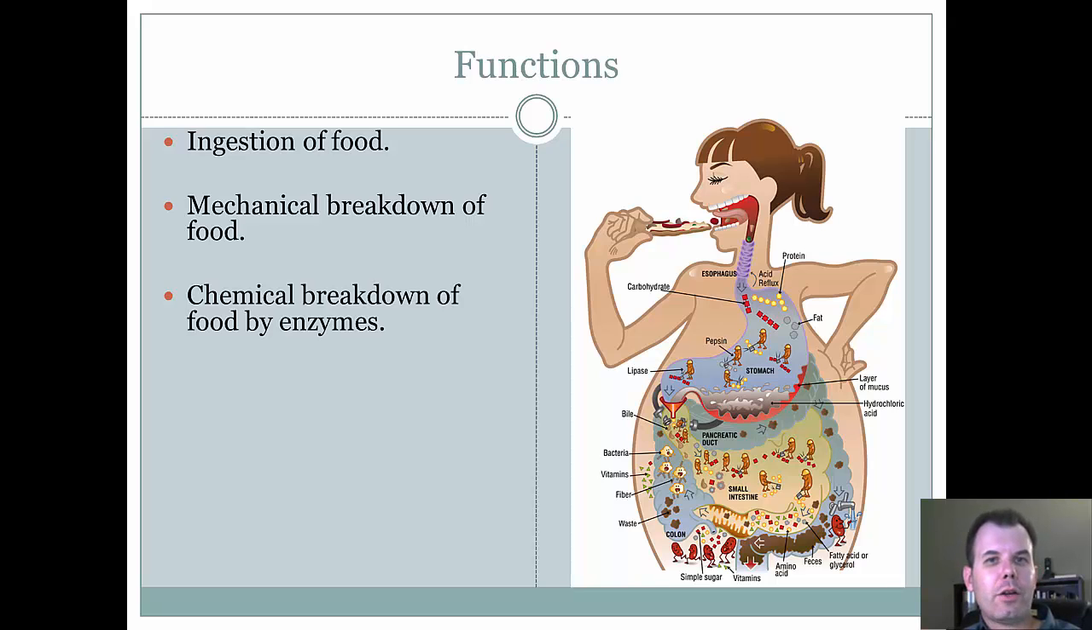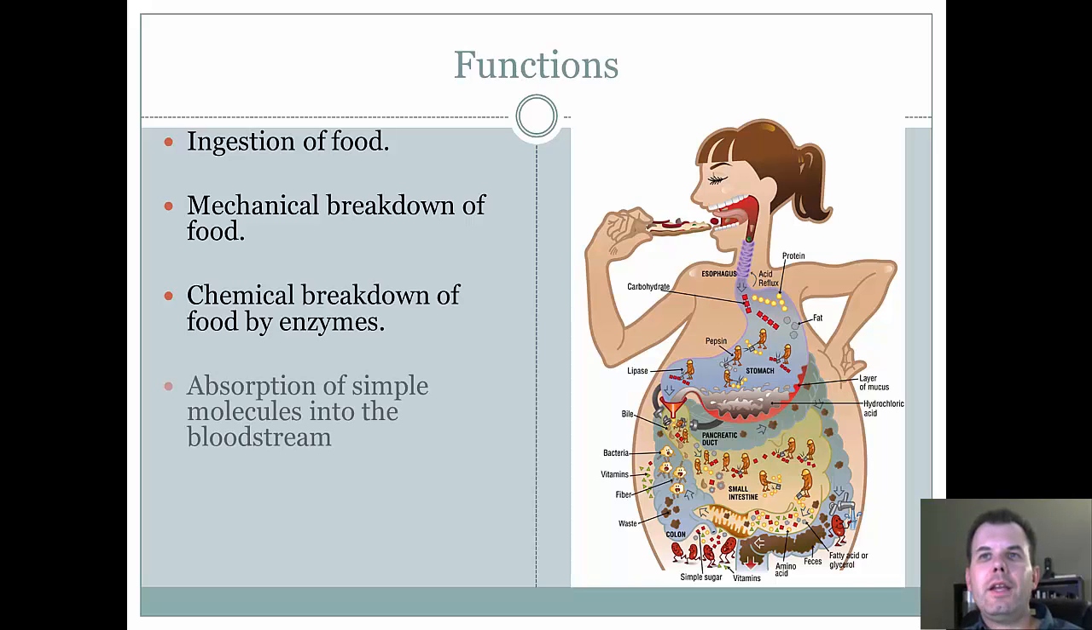So there's the mechanical action of the teeth grinding, the tongue mixing, and the stomach churning, and the chemical enzymes that help break things down, along with the pH of the stomach. And then there's absorption of the simple molecules into the bloodstream, which is really important. That's where the small intestine plays a huge role. Most of the absorption of food takes place in the small intestine.